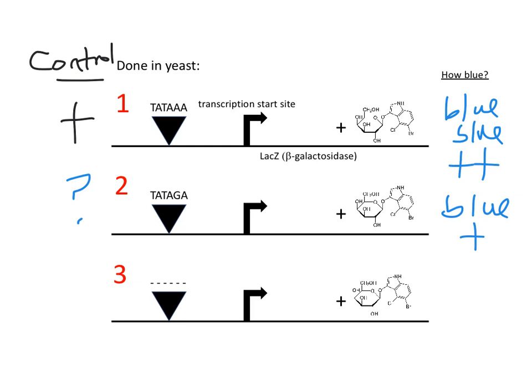And then what happens if you get rid of the TATA binding sequence altogether? No binding would happen. You would expect little to no binding. Yeah, that's the negative control. The case where you expect nothing to happen, where you expect your experiment not to produce anything. So if there's nothing for TBP to bind, you would expect no transcription, no beta-galactosidase, no blue.